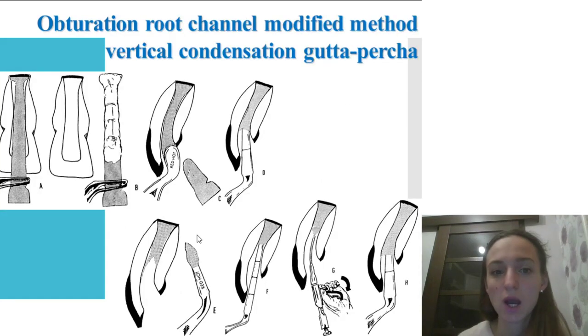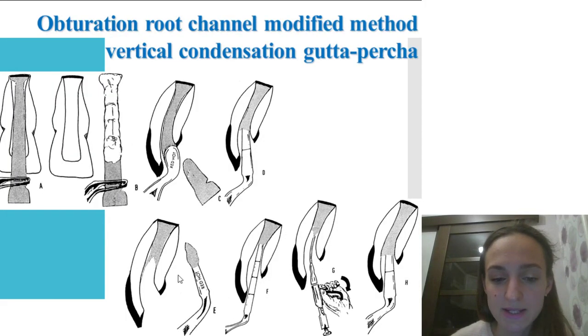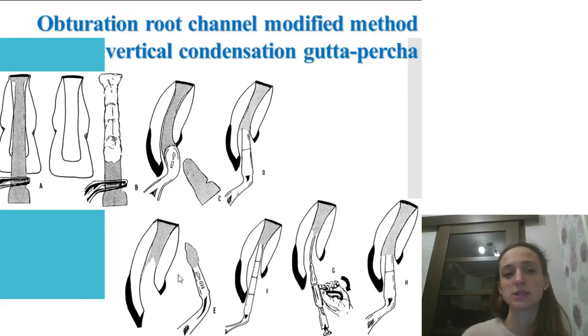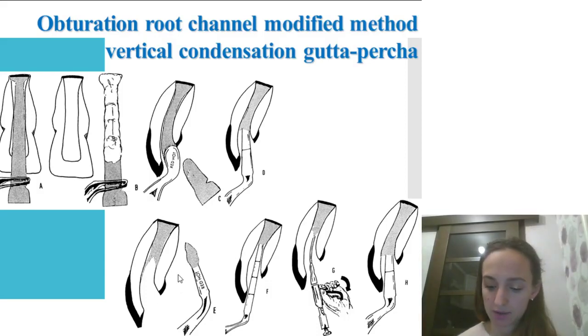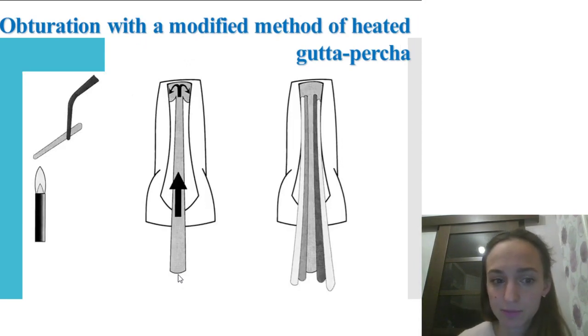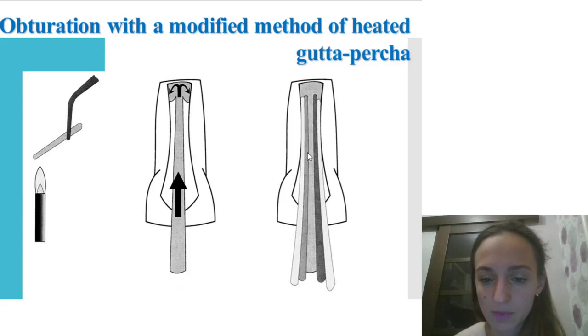Lateral compaction. Obturation of root canal by modified method, vertical condensation with gutta-percha is a very quick method. Look, please. But lateral compaction and vertical condensation you can use only in permanent teeth when we have formed teeth. Okay? Then obturation with modified method. Look, please, at the picture.